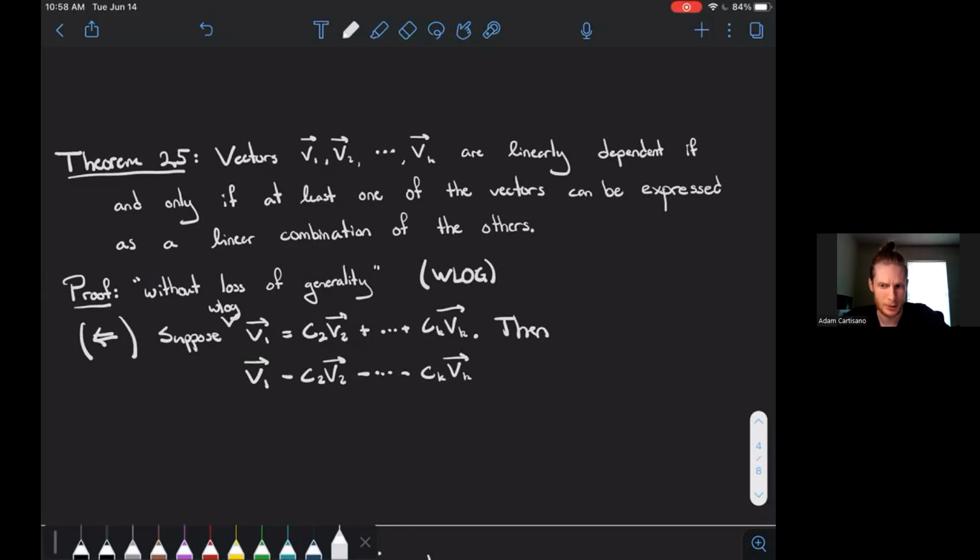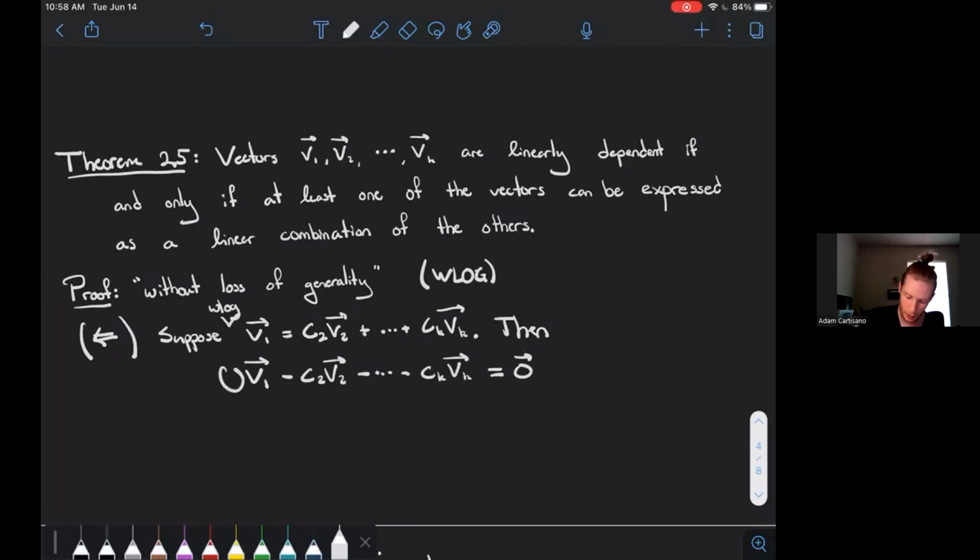What is this equal to? What is this expression equal to? It better be 0, right? It doesn't even matter what ck and vk are. If v1 is equal to this other expression, then subtracting that whole expression across the equals sign will give you 0, no matter what ck and vk are.